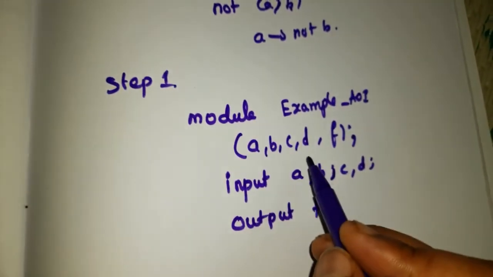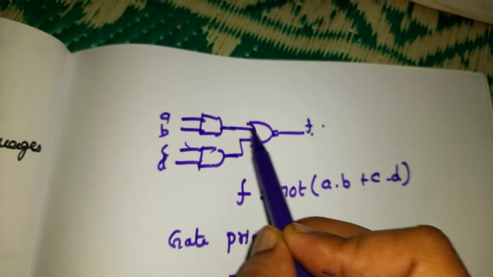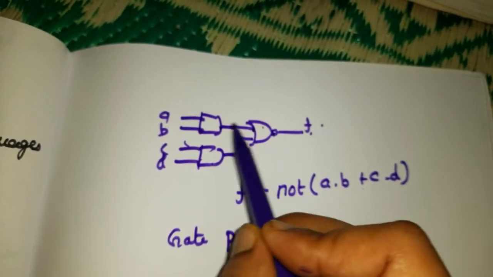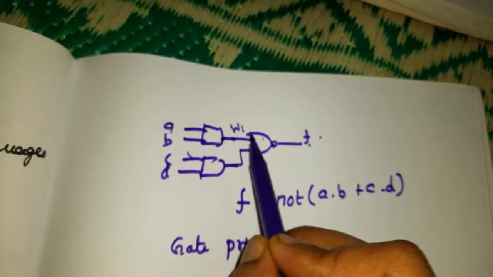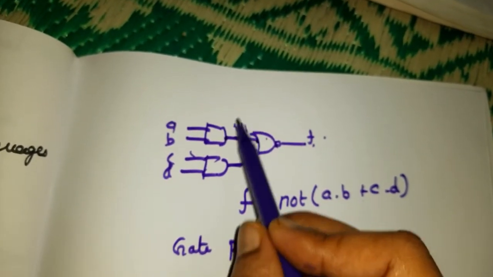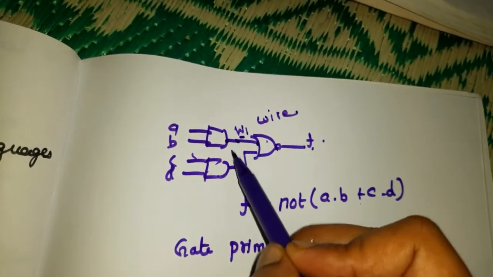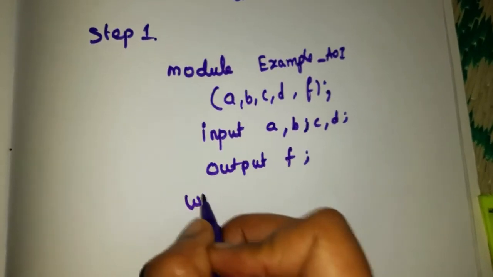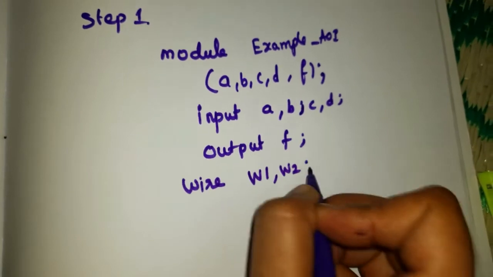In this module we have declared the input and output. Another step: the output of this AND gate is given to the input of this NOR gate, so one wire is required to connect this output to this input. The keyword used for this connection is wire. We call these W1 and W2, and in this module we declare them as wires, 1-bit wires, so wire W1, W2.